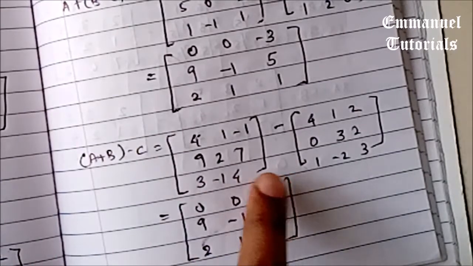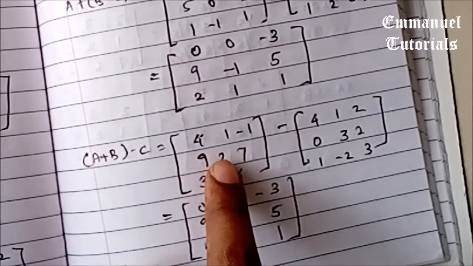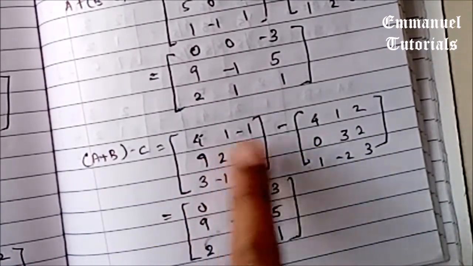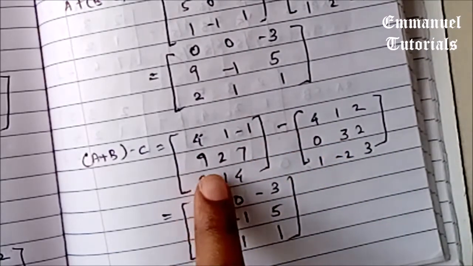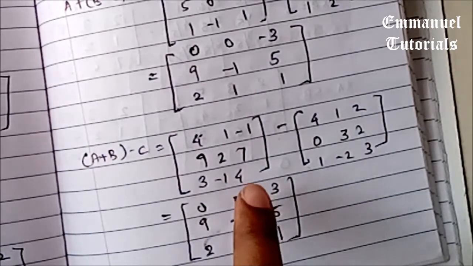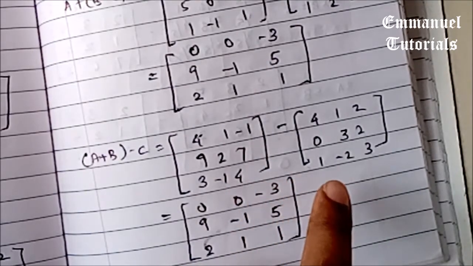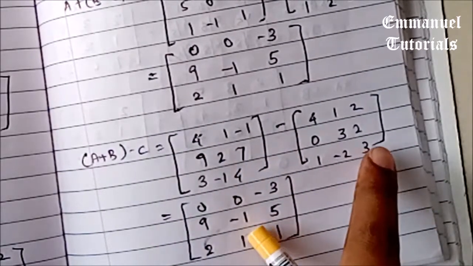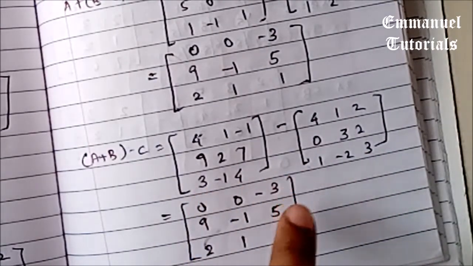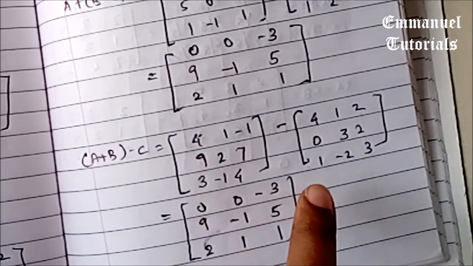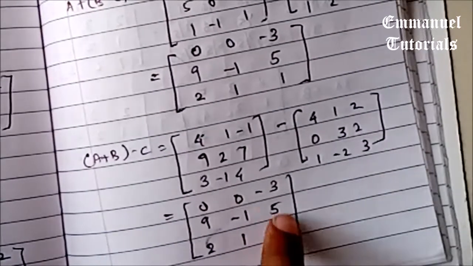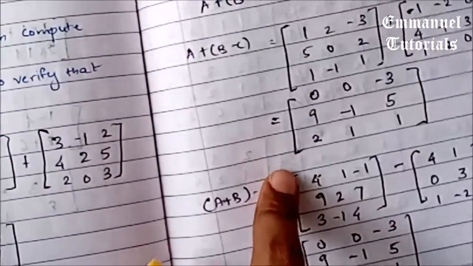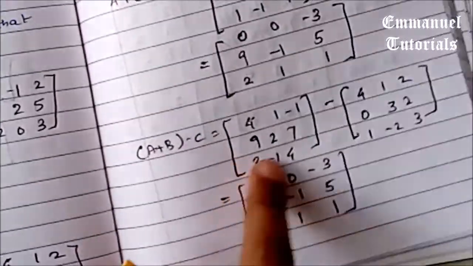Now we'll subtract these. It will be 4 minus 4 is 0, 1 minus 1 is 0, minus 1 minus 2 is minus 3, 9 minus 0 is 9, 2 minus 3 is minus 1, 7 minus 2 is 5, 3 minus 1 is 2, minus 1 minus 2 is 1 because it's 2 minus 1, and 4 minus 3 is 1. So we have got both the values. Now we have to just verify whether they are equal.